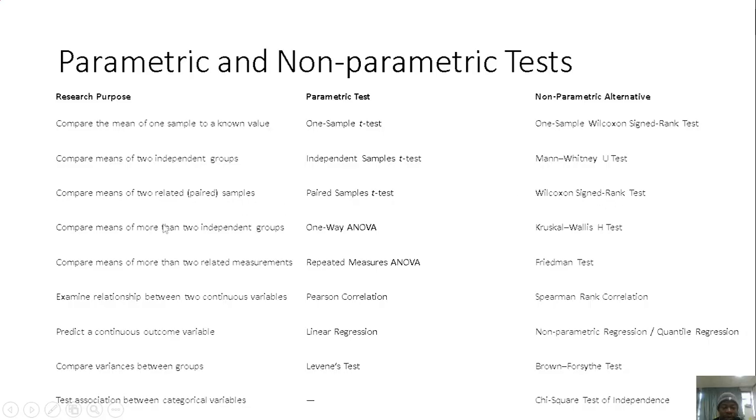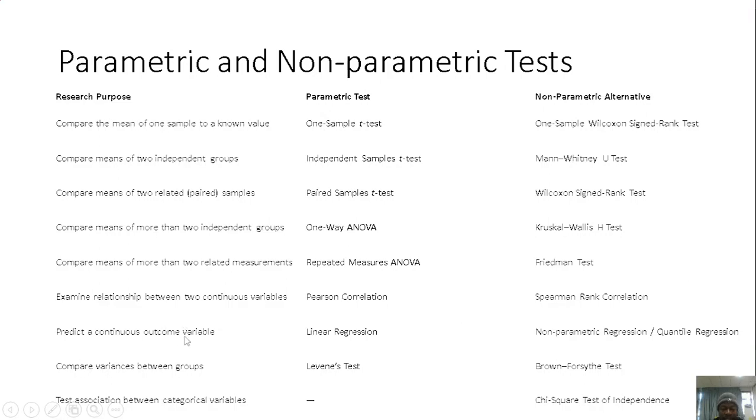If you want to compare more than two independent groups, when the data is normally distributed, you use one-way ANOVA. Otherwise, you use the Kruskal-Wallis H test. To compare means of more than two related measurements, you use the repeated measures ANOVA. Otherwise, you use the Friedman test. If you want to examine the relationship between variables, if the data is normally distributed, you use Pearson correlation. Otherwise, you use Spearman's rank correlation.